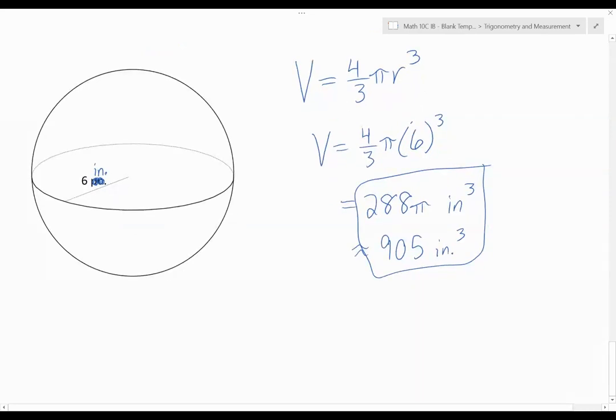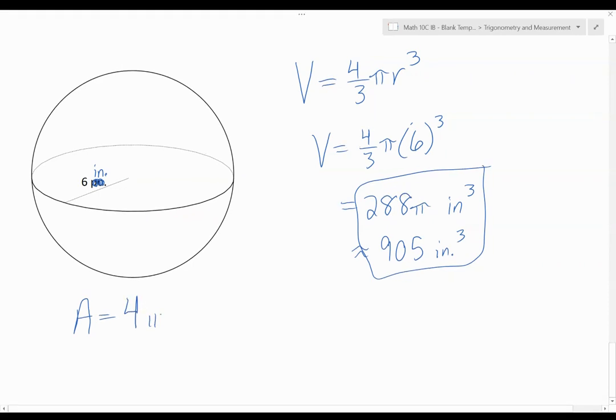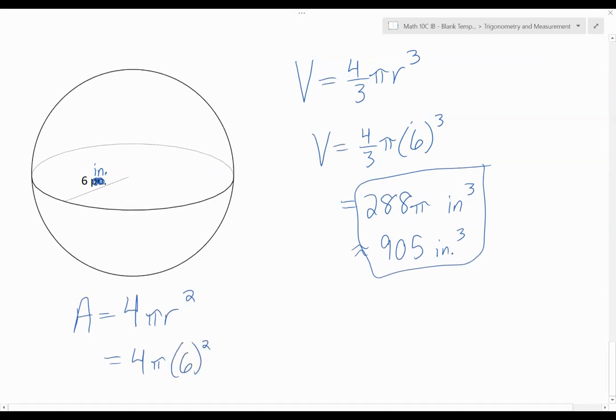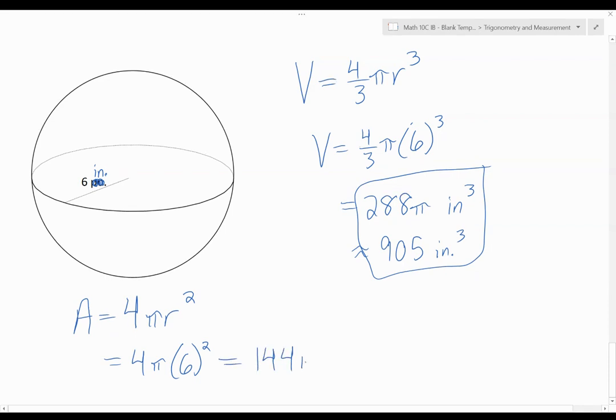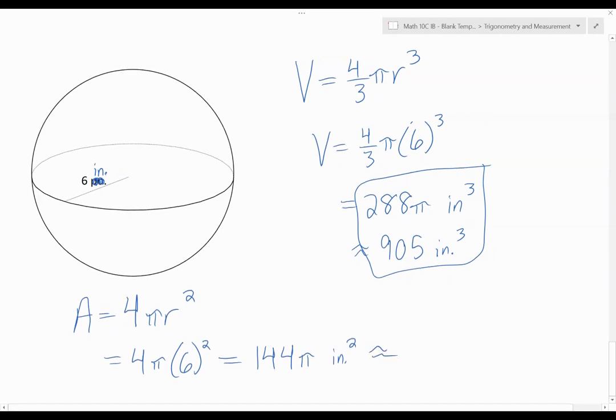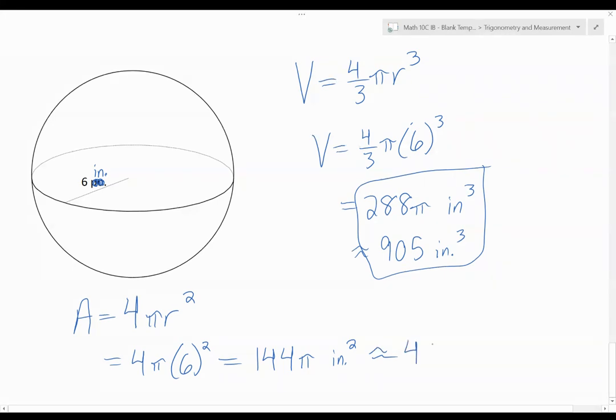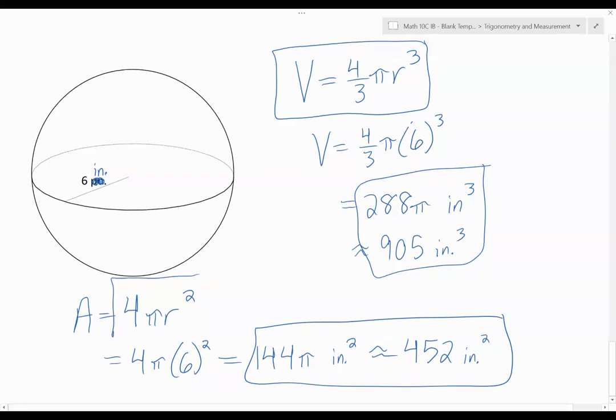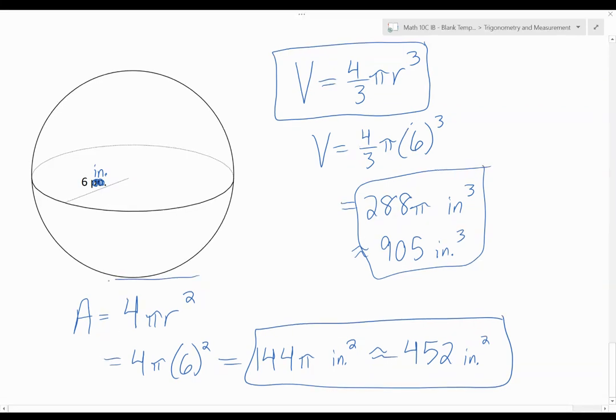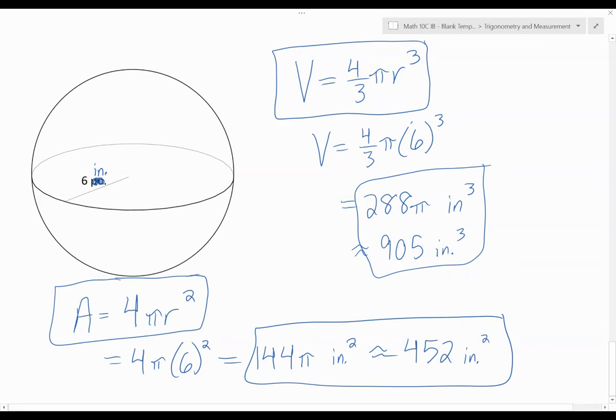And again, the surface area, this formula will make more sense once you have learned calculus, but for the moment it is 4 times pi times r squared. So in this case, 4 times pi times 6 squared. 4 times 36 is 144, so we have 144 pi square inches, or if we want to give an approximate value, that is about 452 square inches. So these two formulas, again, they will make a little more sense once you've learned some calculus, but for the time being, that is the area and volume formula for a sphere.